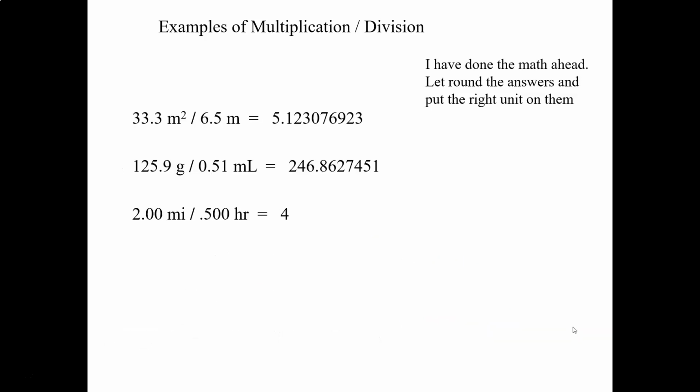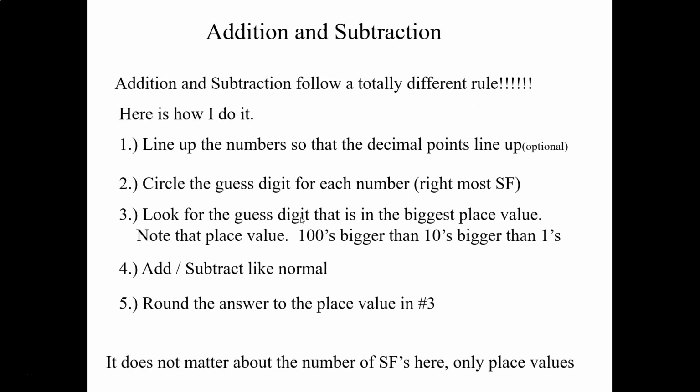So that's how you do multiplication. Division, you do the same way. So what we would do is round this answer. We got 3 sig figs, 2 sig figs. We would round this to 2 sig figs. So this would be 5.1. How many sig figs does this number have? 2. That left rule says that 0 is not a sig fig. So we'd round this to 2 sig figs, and we get 250 grams per milliliter. Forgot the unit on the last one. The unit on the first one would be meter, and then this one would be 4.00 miles per hour.